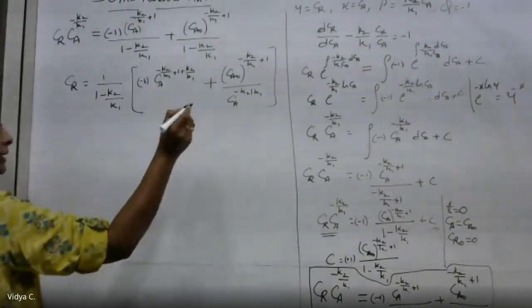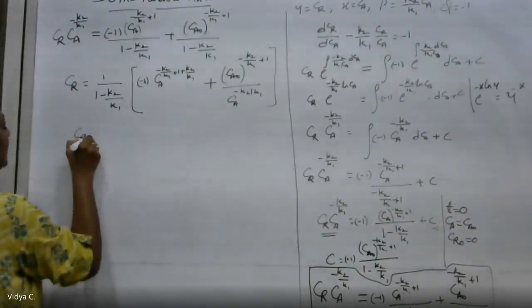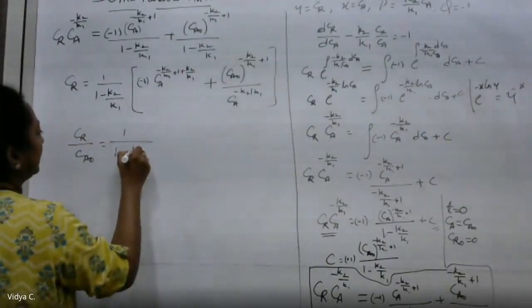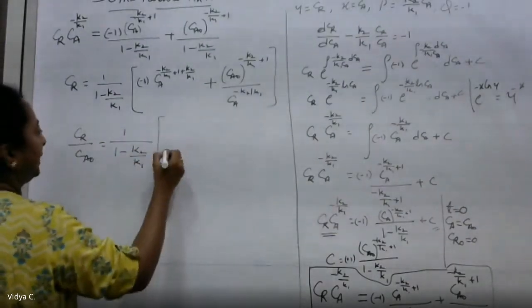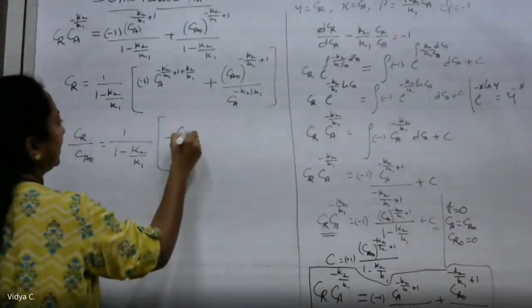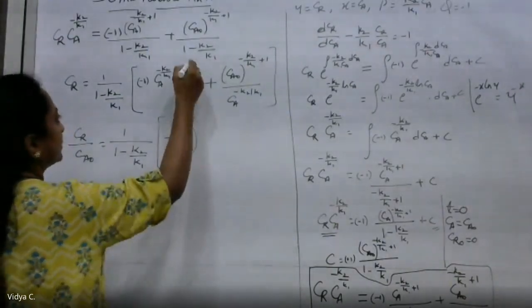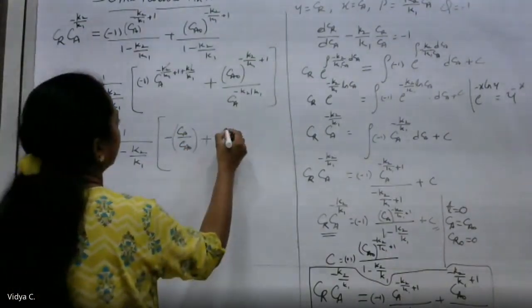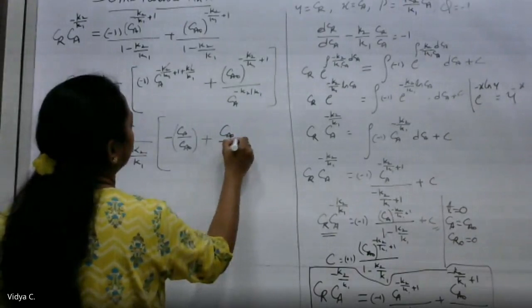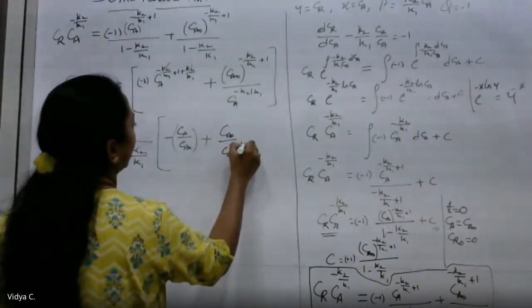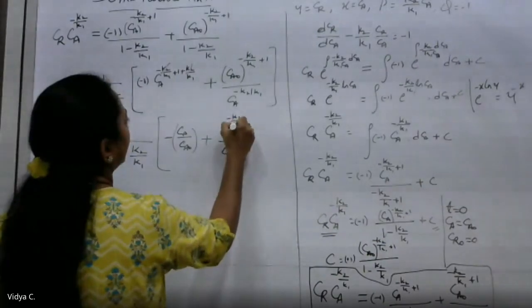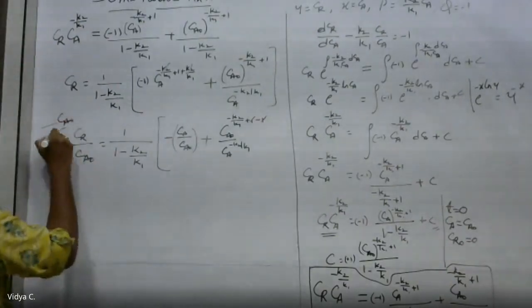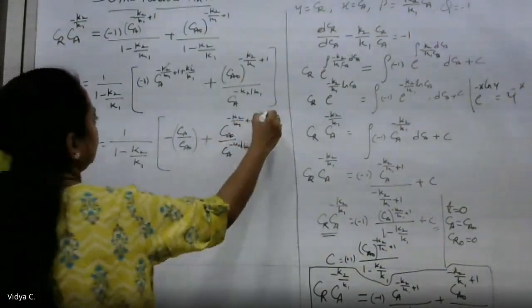Now I divide the entire equation by CA naught. So CR by CA naught will be equal to 1 by 1 minus K2 by K1 into, what am I left with? Minus CA by CA naught only, because this term goes off. Here it is plus CA naught by CA to the power of minus K2 by K1, and here also it is minus K2 by K1 plus 1 minus 1. This is what you get when you divide the entire equation by CA naught.